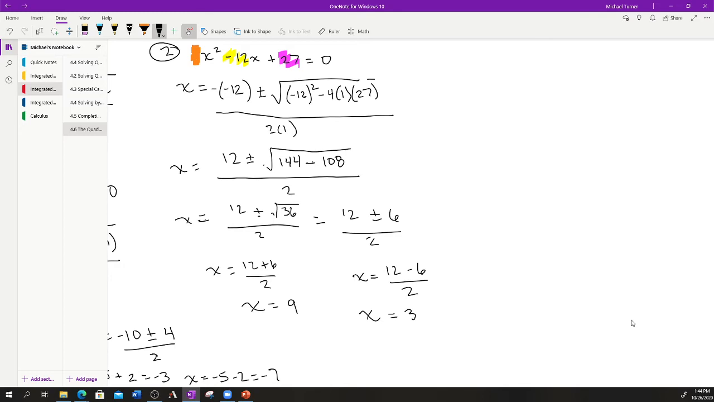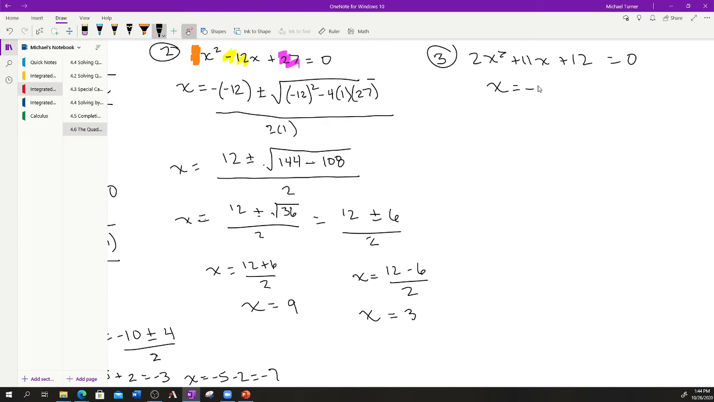For instance, let's do 2x squared plus 11x plus 12. And I'm asked to solve using quadratic formula. It's possible that I could factor this. I don't know. So that's one advantage to using quadratic formula again, is that it will always work. So a is 2, b is 11, c is 12.